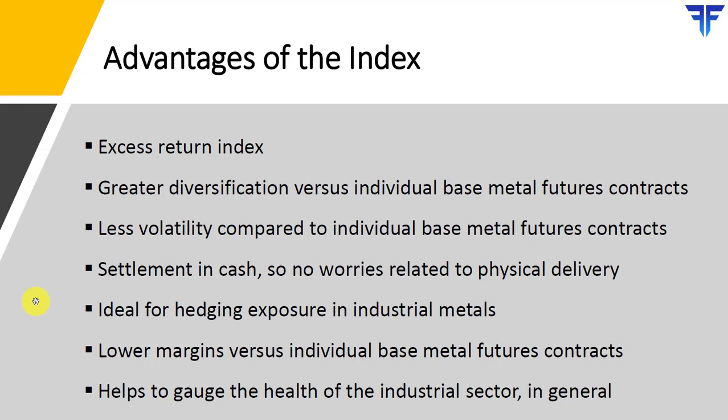Unlike base metal futures contracts, the MCX iCOMDEX base metal index futures would be settled in cash. Hence, there would be no worries relating to taking or accepting physical delivery. The index futures is ideal for hedging exposure in industrial metals. It will have lower margin requirements compared to individual metal futures contracts. As industrial metals are linked to the health of the economy, this index can be used as a proxy to measure the economic health of the nation.